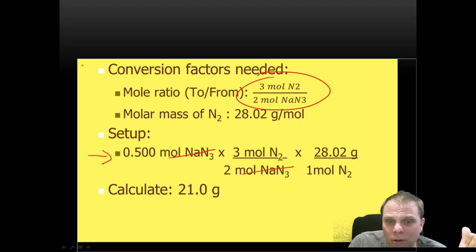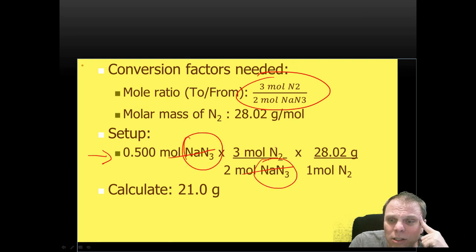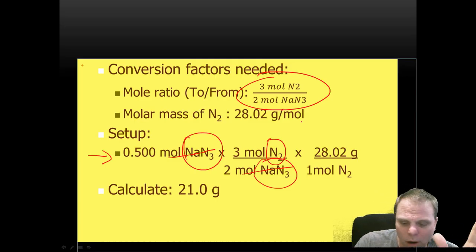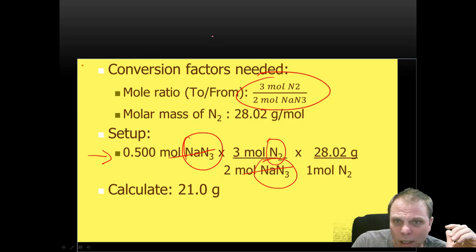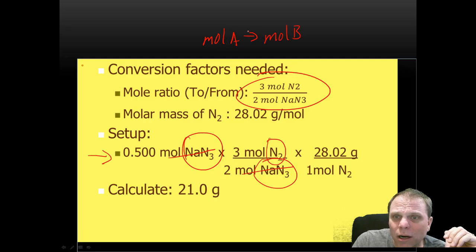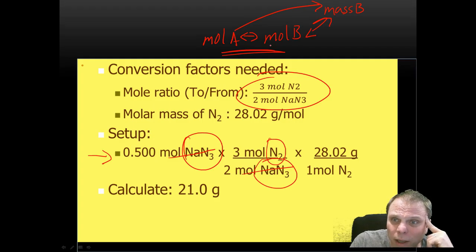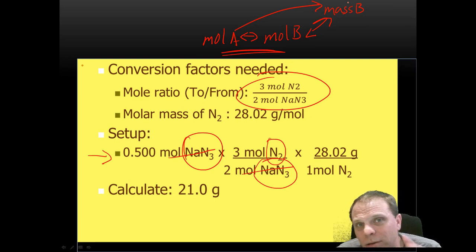Now, it's very important at this point that you don't jump and start going to mass already. If you start with moles of one substance, the NaN3, then you have to go to moles of another substance. It's really important on that mole-to-mole, that mole road, right? I showed you that mole road, and we had moles of A to moles of B. Make sure that you do not try to jump directly from moles of A to mass of B. You've got to go through the moles. That's why it's called the mole road. Now once we get moles of B, we can go to mass of B, but don't skip that step.